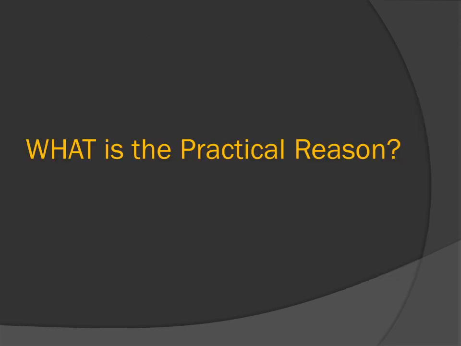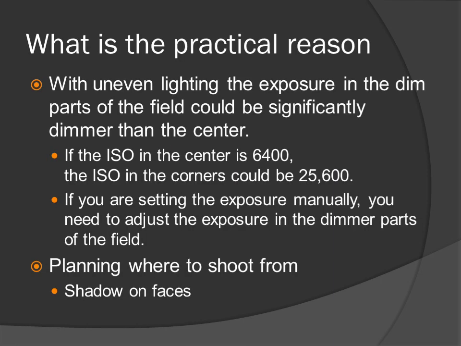Now, what is a practical reason for doing this? With uneven lighting, the exposure in the dim parts of the field could be significantly dimmer than the center. The ISO in the center of the field, for instance, is 6,400. The ISO in that bottom right-hand corner is 25,600. So your camera has to be able to get up to an ISO of 25,600 to expose someone in that corner. And here's the rub.